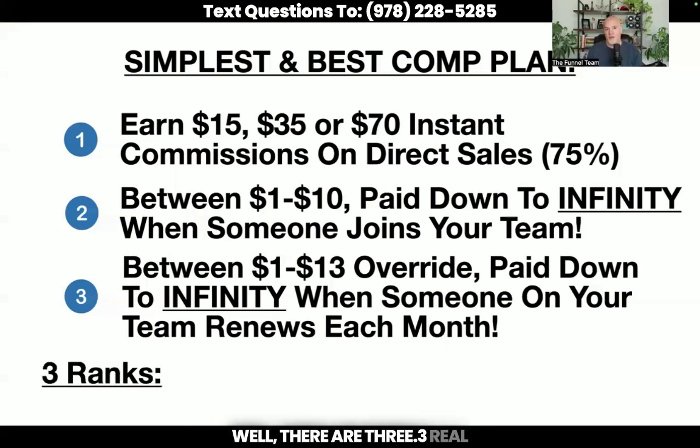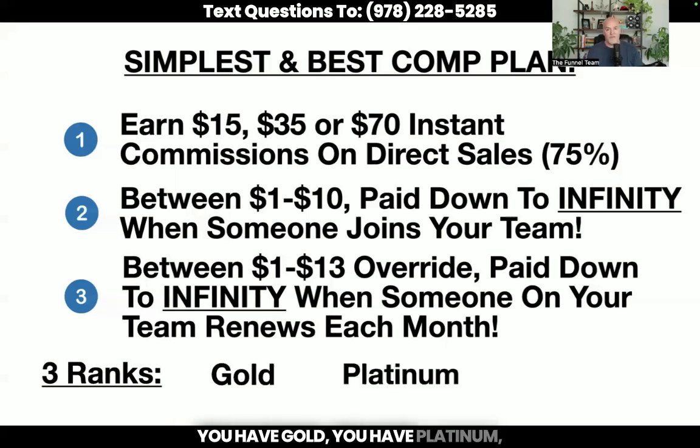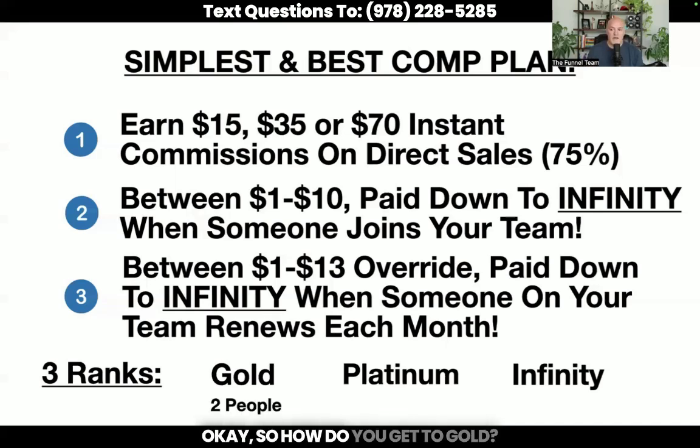Well, there are 3 real ranks inside the company. There's actually 4, but there's 3 main ranks inside the company. You have gold, you have platinum, and then you have infinity. Now there's 2 infinities. I'll explain those here in a second. So how do you get to gold? Well, you need 2 people on your team. That's pretty straightforward. That's pretty easy to do.